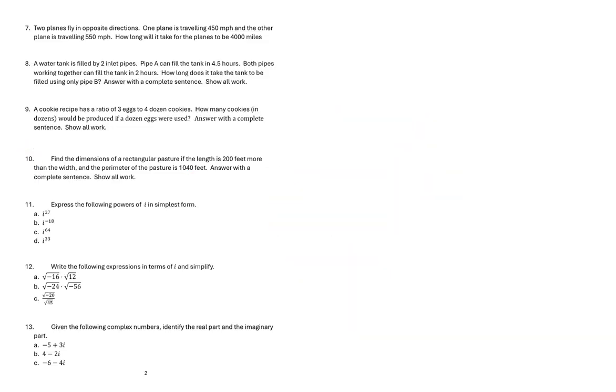Okay, the next one is number 11. Express the following powers of i in simplest form. So one thing to remember about i is that i squared is equal to -1, and we know that i to the 4th is equal to 1. So if we have i to the 27th, I can break that down.